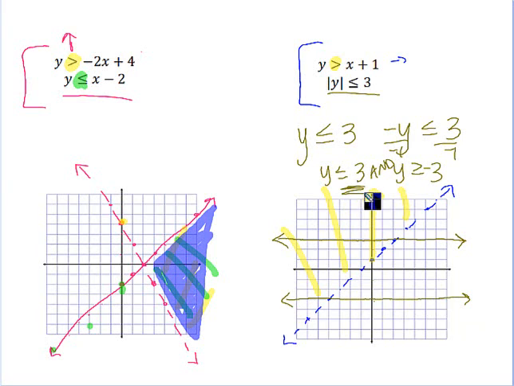Now if we're less than or equal to 3 and greater than or equal to negative 3, that tells me that I am shaded in between these two sections. And notice where the overlap happens is right here in this area. So that would be the area that you would shade in darker. So that's solving systems of inequalities by graphing.